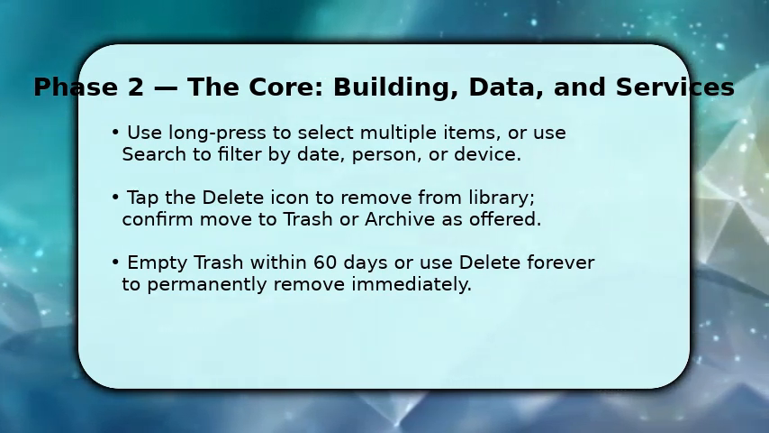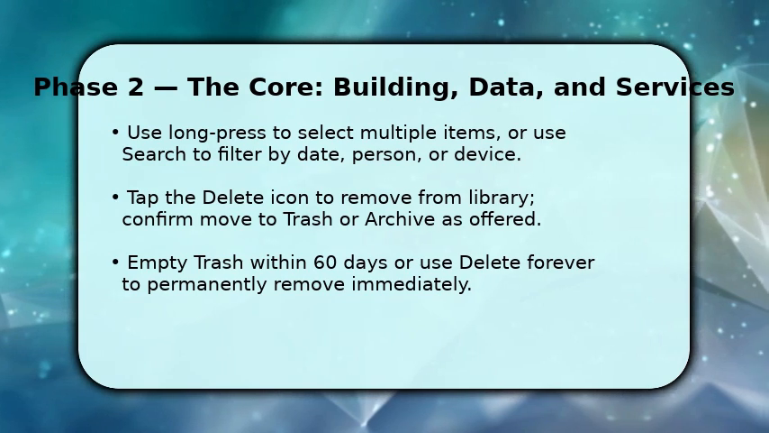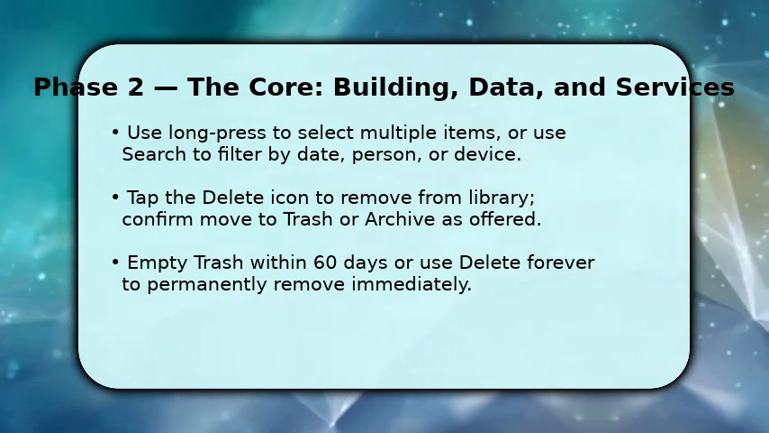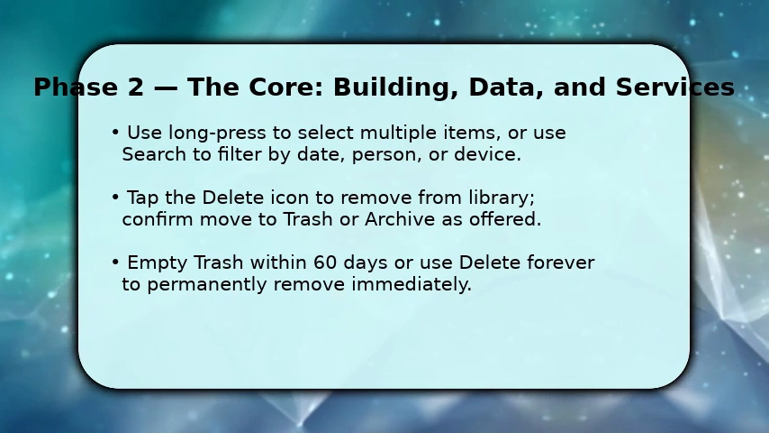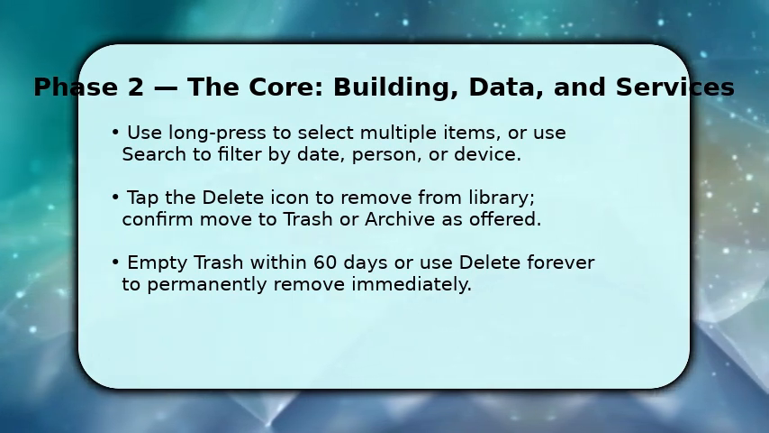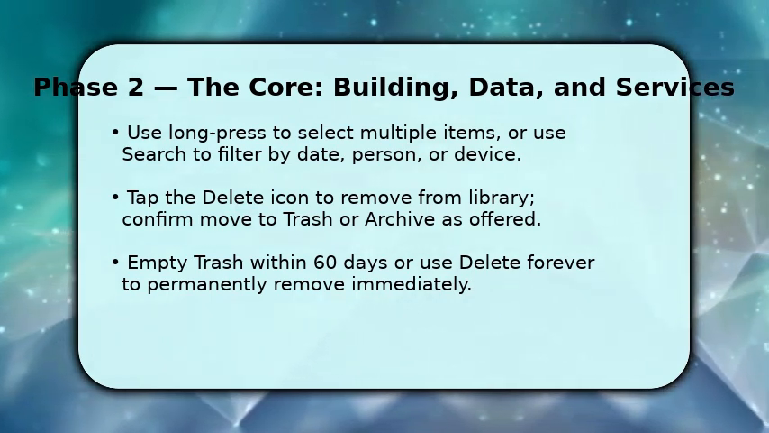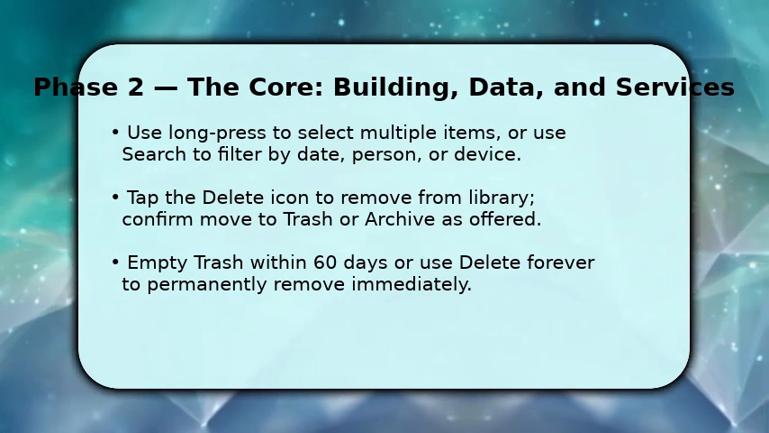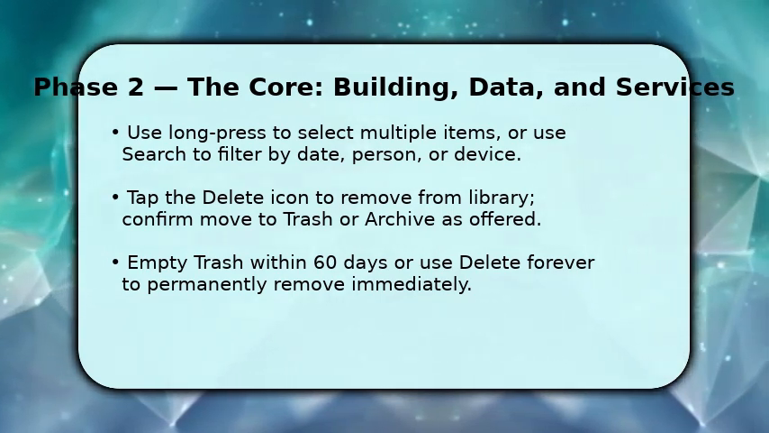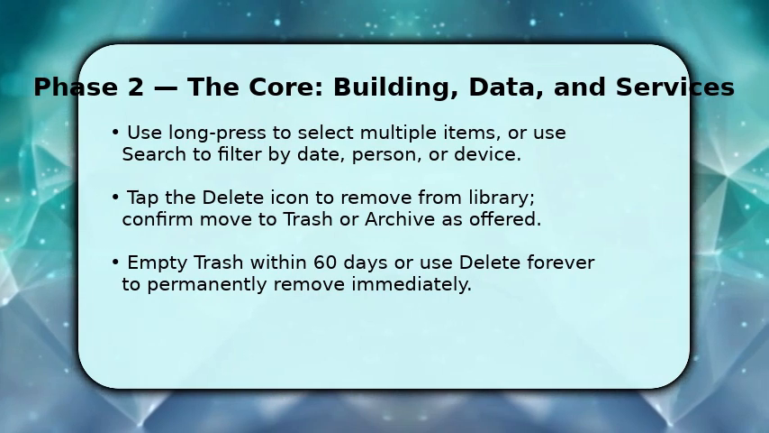Google Photos moves items to trash and prompts for confirmation. If you want permanent removal right away, open Trash and choose Delete Forever. Otherwise, items expire after 60 days. Make sure to check Archive too, since archived items remain in storage and need separate deletion to freeze.